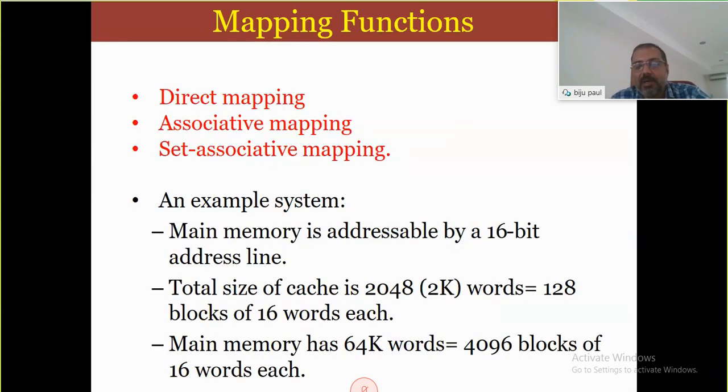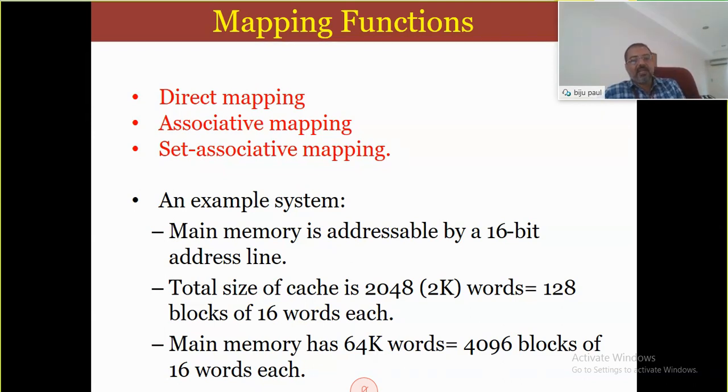First one is direct mapping, second associative mapping, third one set associative mapping. The second one, associative mapping, is also sometimes called fully associative mapping. To explain this, I think that it's better to take an example.